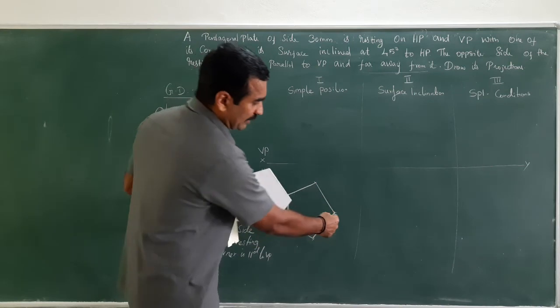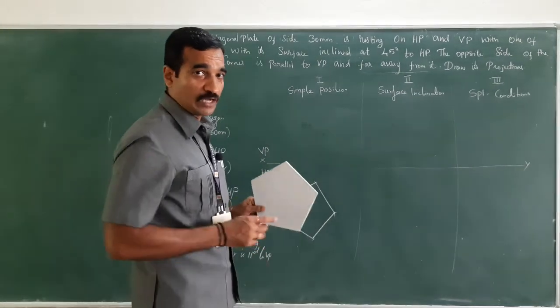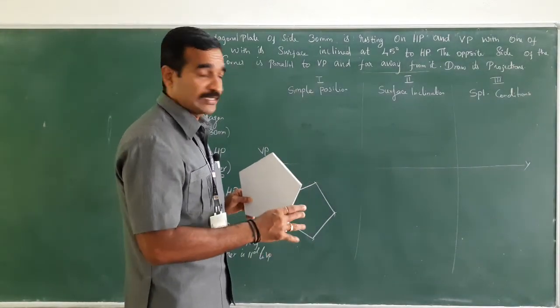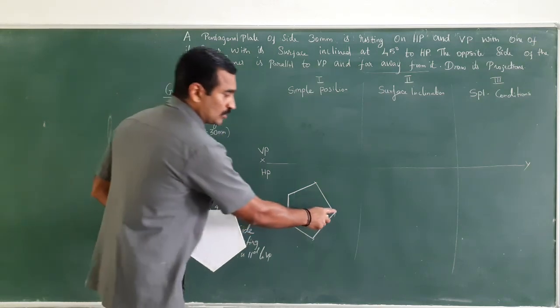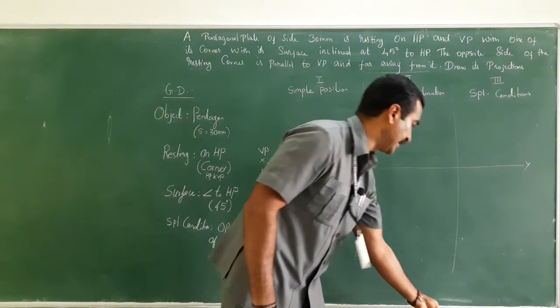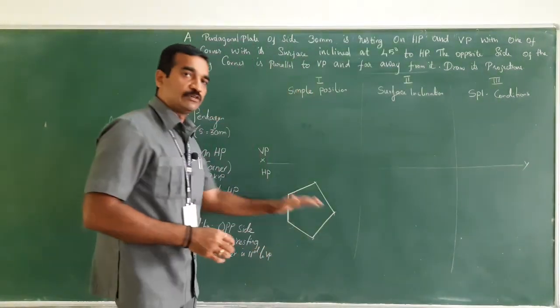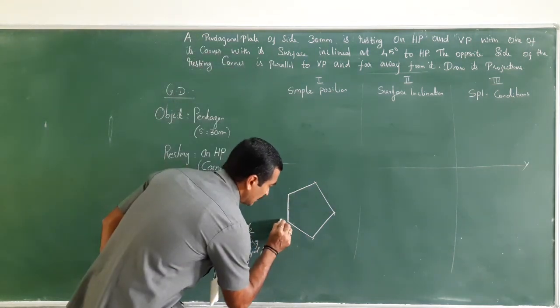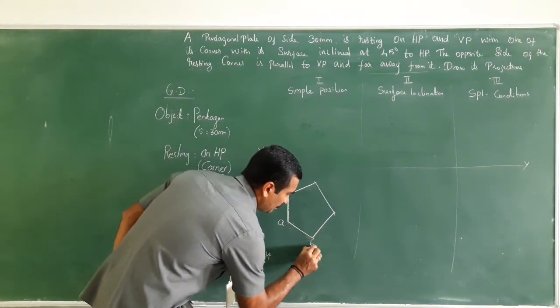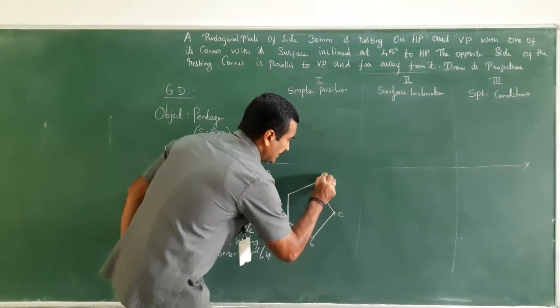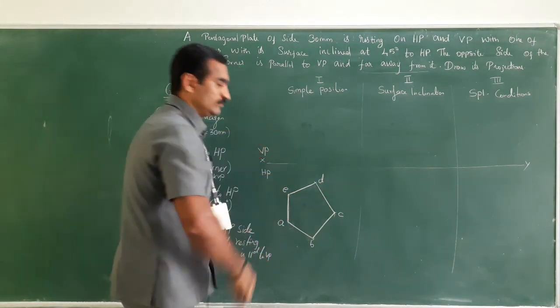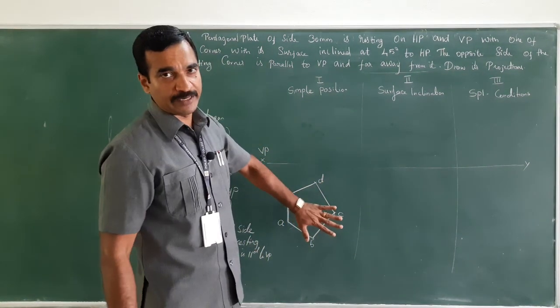So, the corner has been kept on the right hand side. You always remember how it is resting. It's resting with one of the corners. So, the corner should be on the right hand side. Now, let me just give the naming for it. Starting from the left extreme, A, B, C, D and E. This is the top view, right?